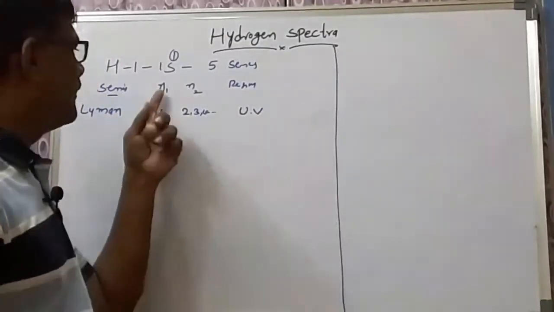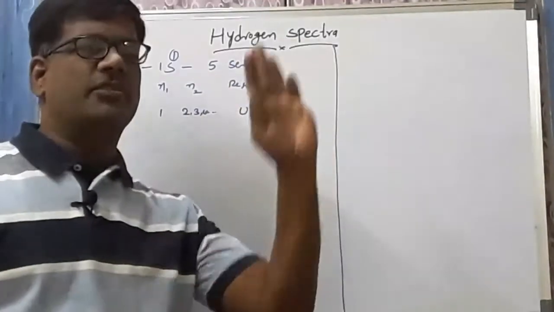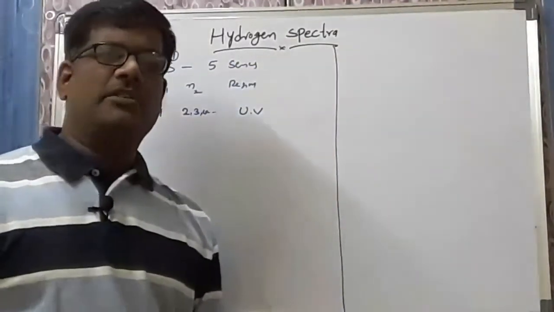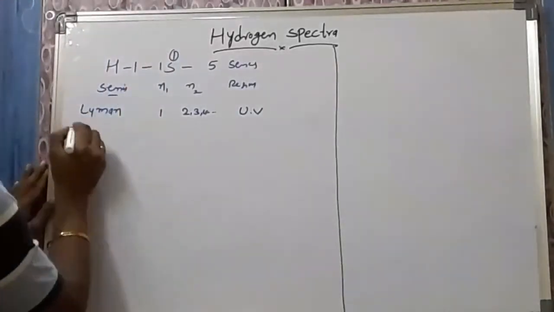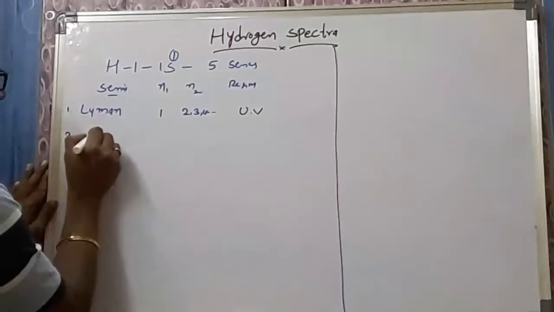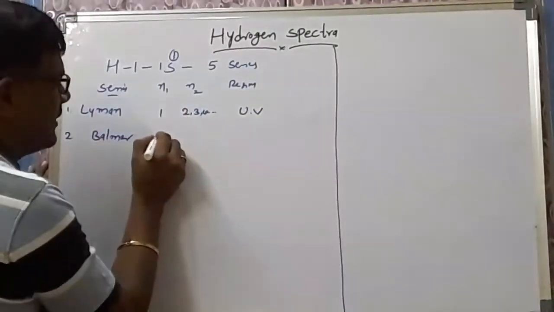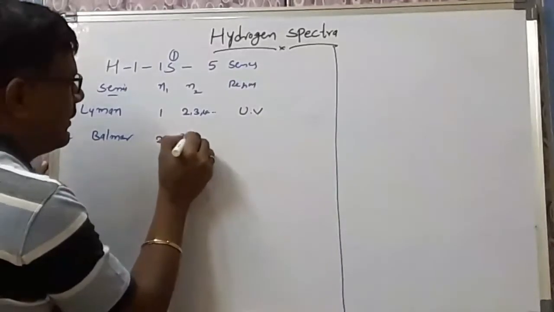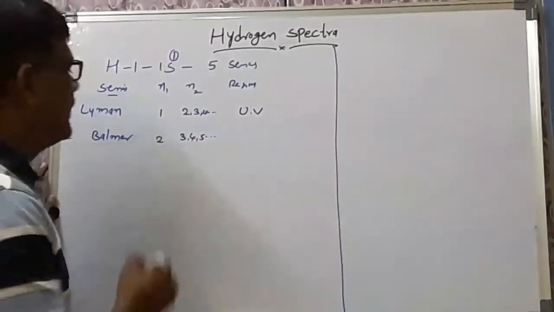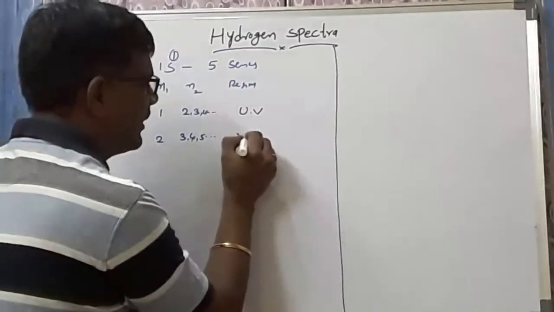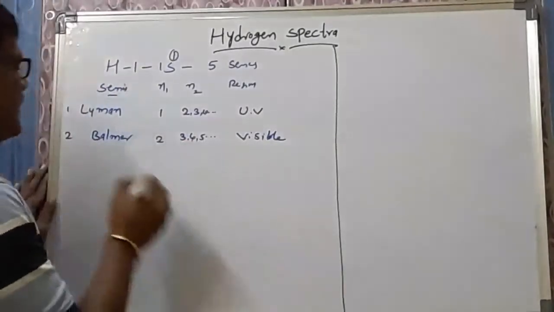For the Lyman series n1 is equal to 1 and n2 will be 2, 3, 4 and so on. What n1 and n2 are, I will explain after completing this. The second series is the Balmer series. For the Balmer series n1 is equal to 2, and n2 will be 3, 4, 5 and so on. The region where you get the Balmer series is the visible region.